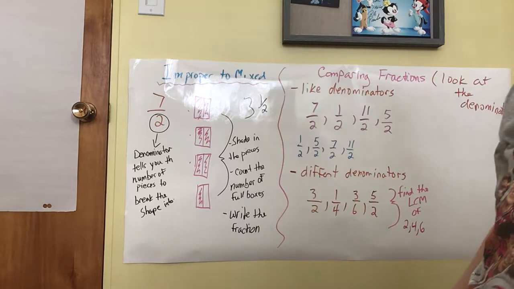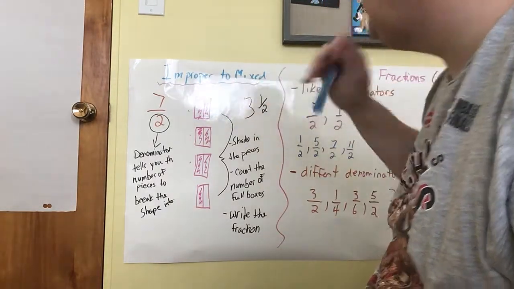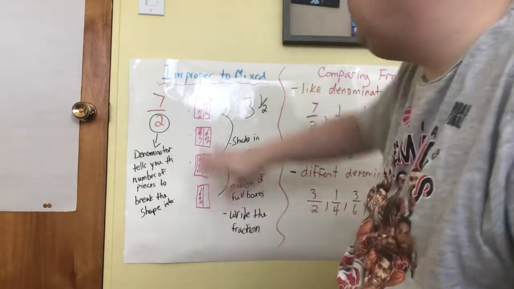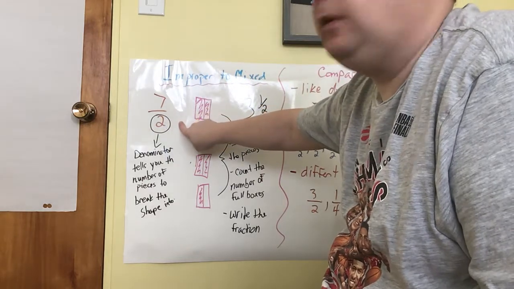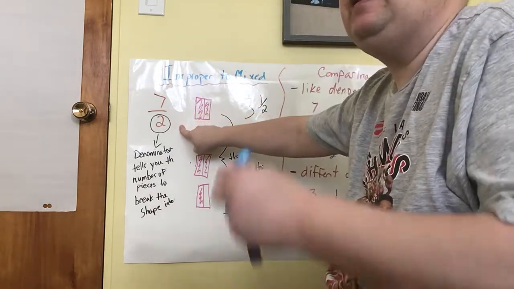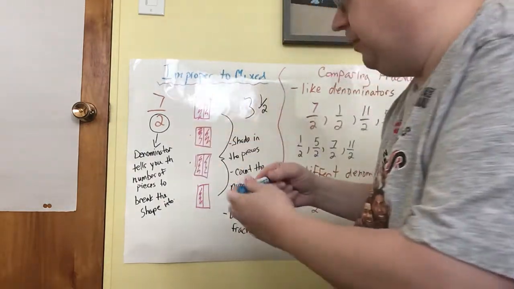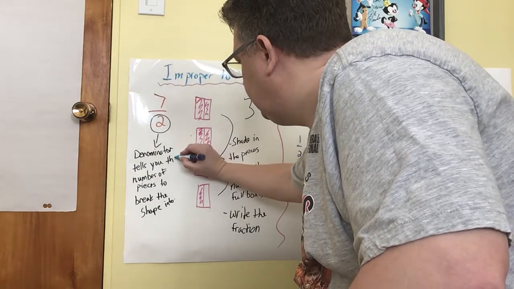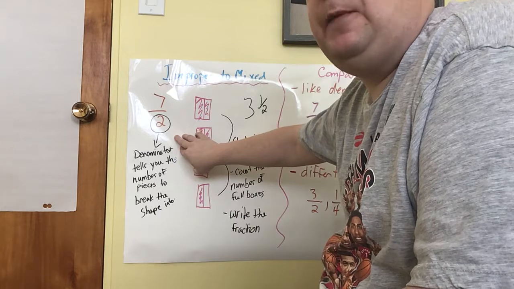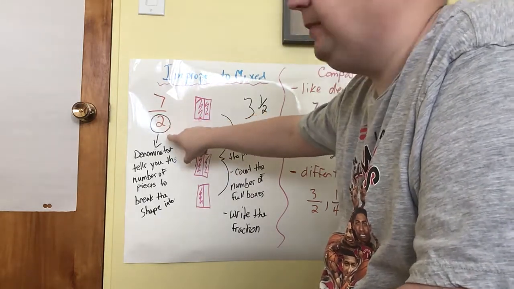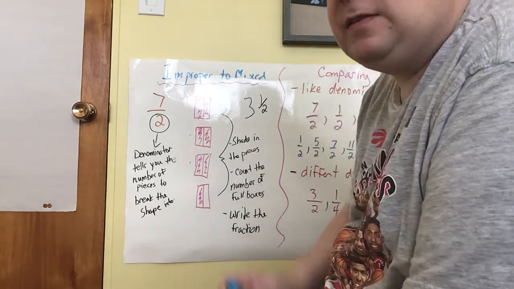All right, so we are looking at converting improper to mixed fractions. The example I'm doing is 7 over 2. The denominator is the key with everything in fractions. The denominator tells you the number of pieces to break your shape into. So 2 pieces. Again, I'm using squares because I can draw them a lot easier than circles.